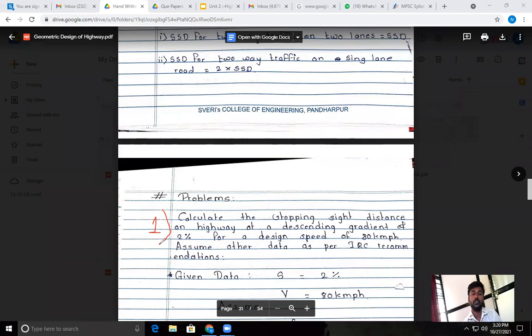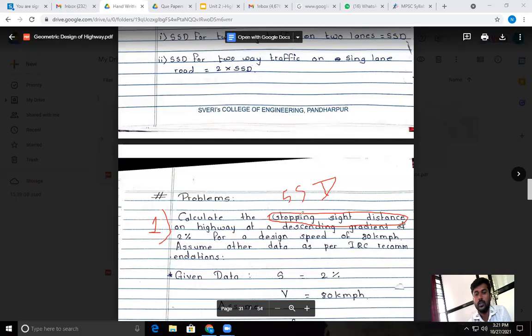Just see here. I will explain how to solve, as this is the first problem, so observe carefully how to solve. First, we should know what is given and what we have to calculate. What they have asked is to calculate the SSD, that is stopping sight distance.